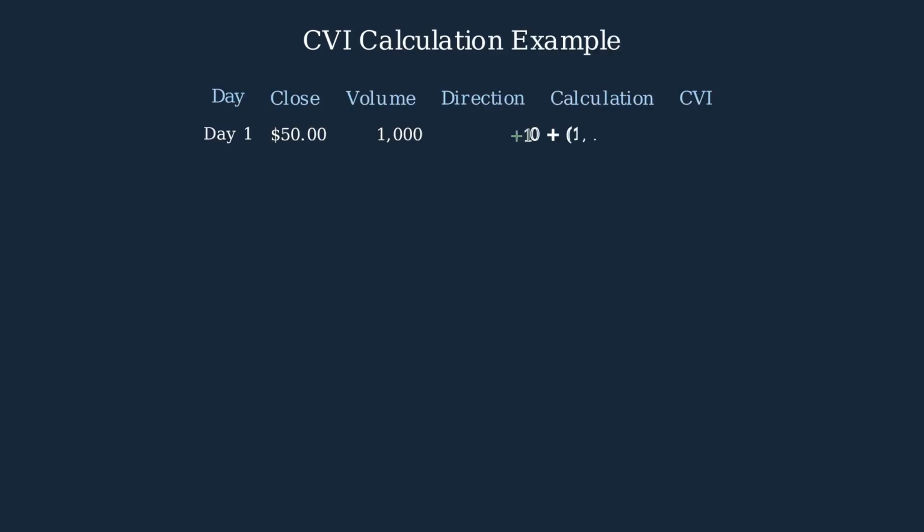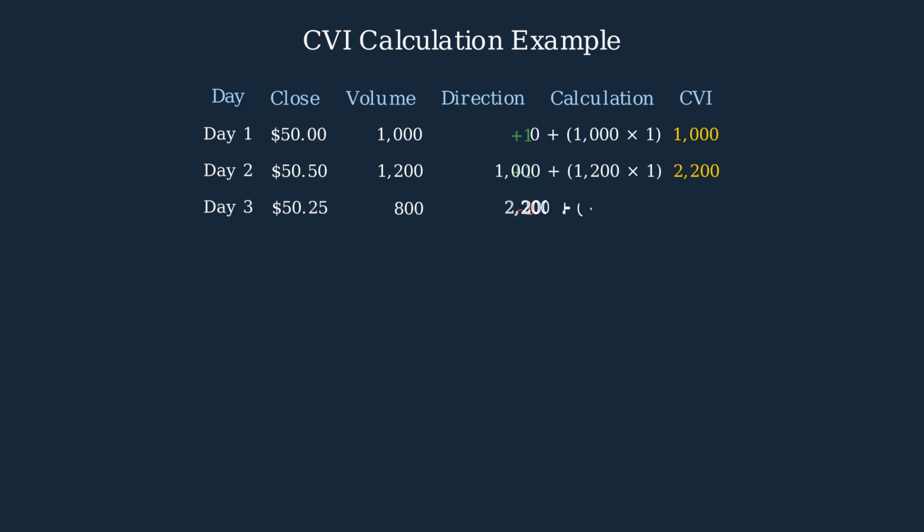On day 1, with a closing price of $50, the volume is 1,000 shares, and the price direction is positive. Since there's no previous CVI, we start with 0 and add the product of volume and direction. On day 2, the price increases to $50.50, so the direction remains positive. We add the volume of 1,200 to our existing CVI, bringing it to 2,200.